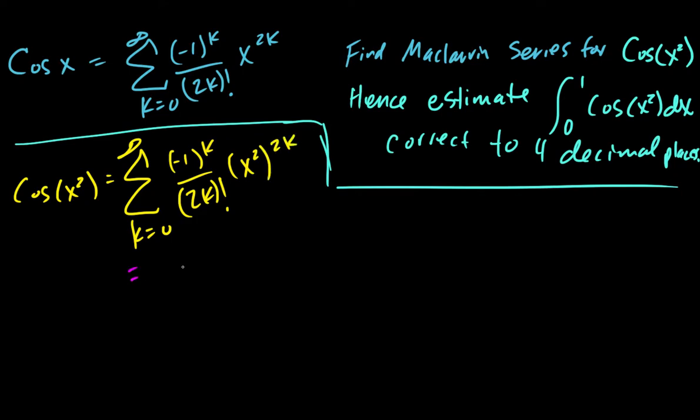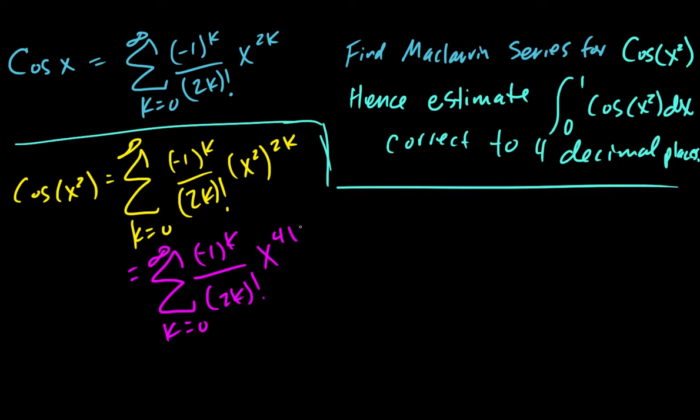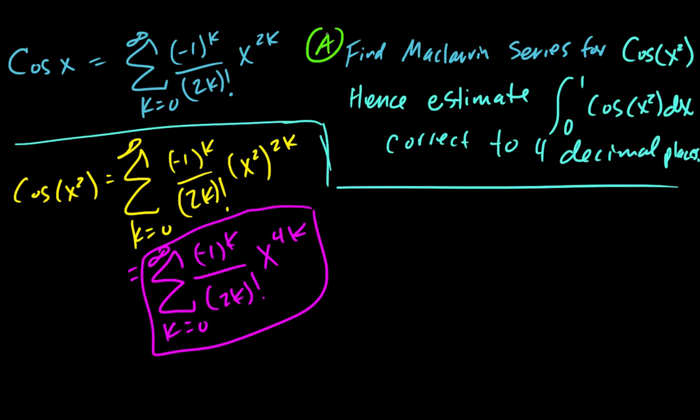And when we simplify that, we end up with that. So part A, that's the answer. Now part B, so this was A, this is B. Part B, we need to estimate this out to 4 decimal places.